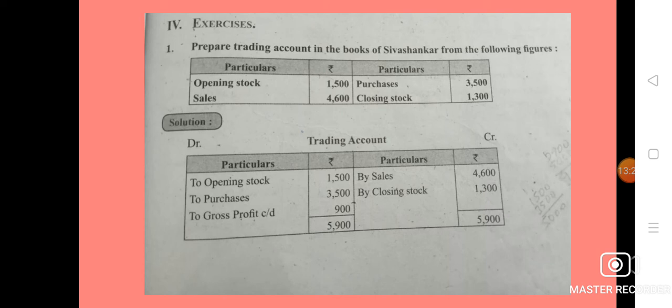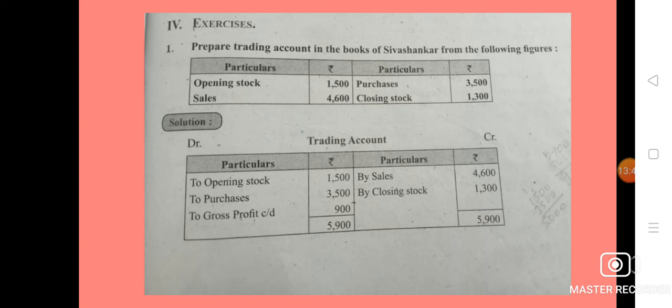So at the same time, evaluate the total value for both sides. Credit side is the highest value, but debit side is the lowest value. Credit side 5900, but debit side value 5000. So 900 rupees difference value is showing in the debit side.